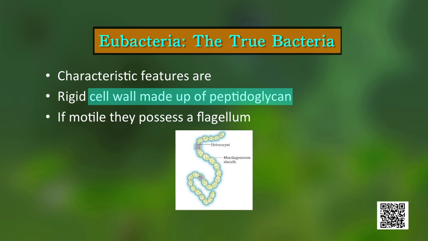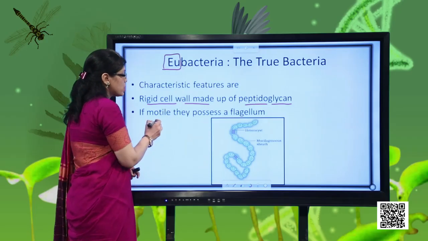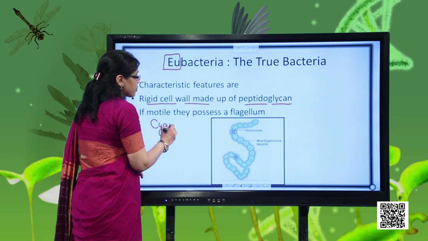I hope you remember this meaning. Peptido refers to protein, glycan refers to polysaccharide, so both of them mix together to form the cell wall. If they are motile, they will have a flagellum also. Among eubacteria, we also have cyanobacteria.